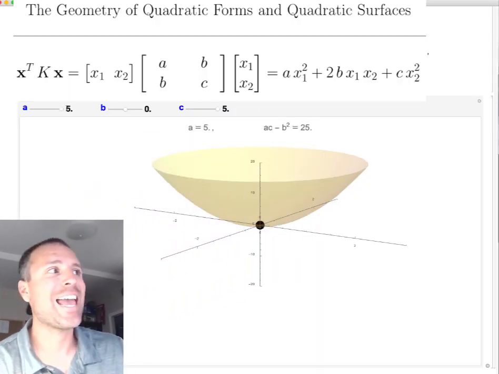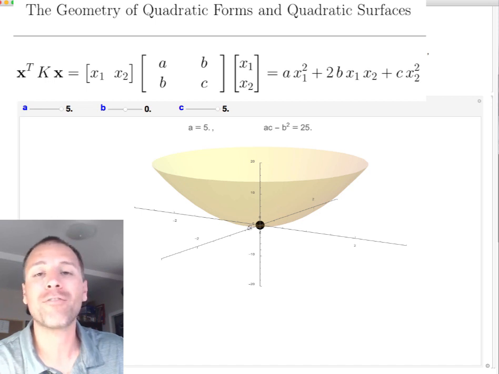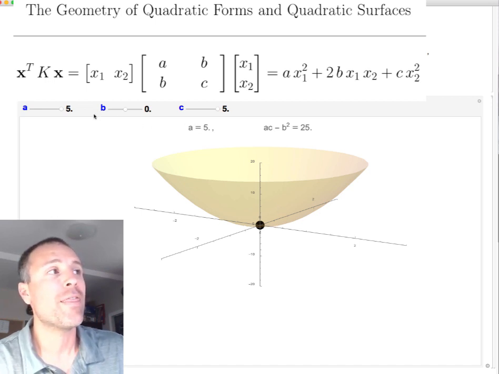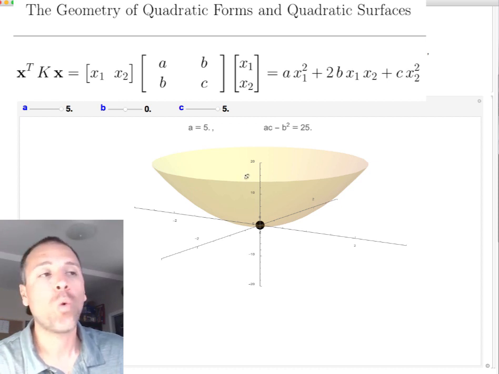So imagine that A was 5 and C was 5. That would mean that my matrix K is a diagonal matrix with 5s on the diagonal. The corresponding quadratic surface for our quadratic form, first of all, it goes through 0. That's why we call it homogeneous. There's no upwards or downward shifts, nor is there a left or right shift. That quadratic surface is an upward-facing elliptical paraboloid, which has a unique global minimum.